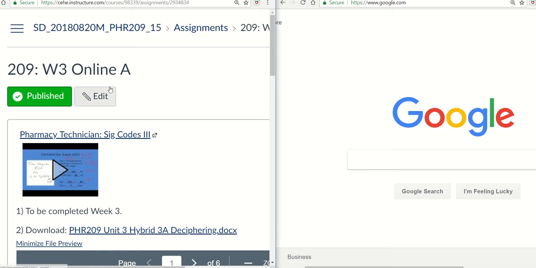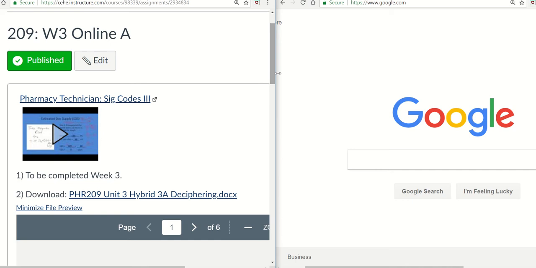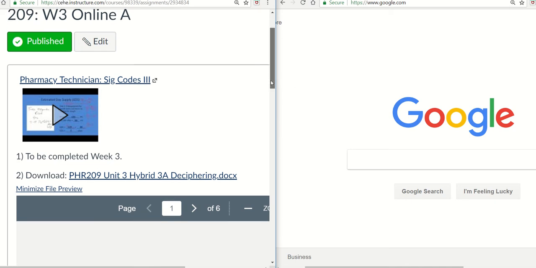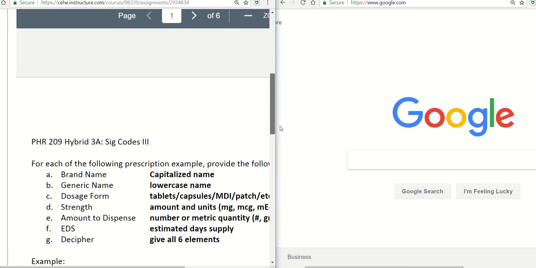PHR209, week 3, online A. So we will read and decipher some sample prescriptions. So open up a search engine, whichever one you use, and I'll help you guys out.